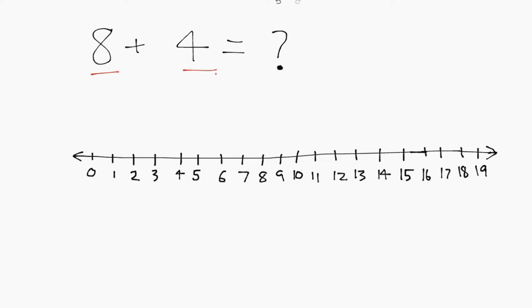One way to solve this is to go 4 spaces forward on a number line. You start off with 8, and then you have to go 4 spaces forward. So you go 1, 2, 3, and 4 spaces to get 12. So the answer to 8 plus 4 is 12.